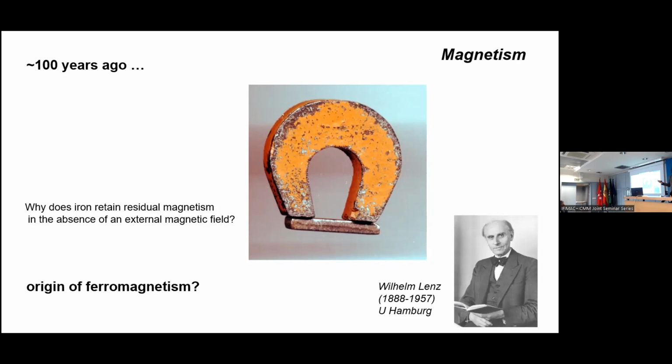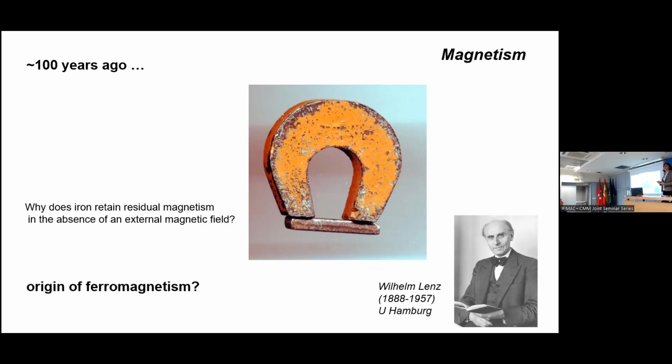And let me start from a historical point of view, just to learn how these concepts have been developing along the years and how one has been trying to understand the origin of magnetism, starting already in the last century. So let's go back 100 years ago. So we are in the 20s. And 100 years ago, as you know, in the 20s, quantum mechanics was really emerging as a new theory to understand the microscopic world.